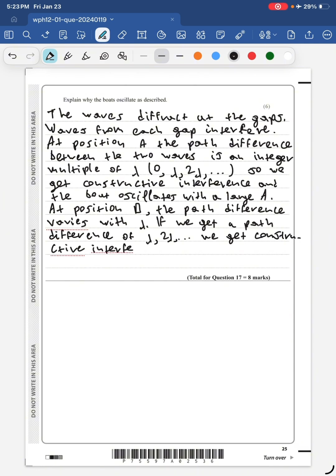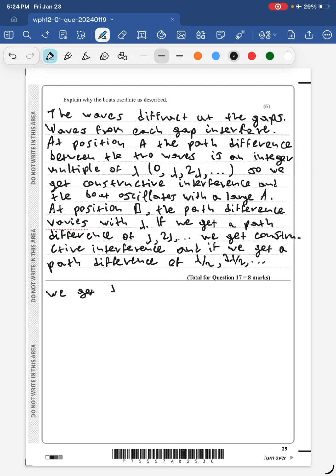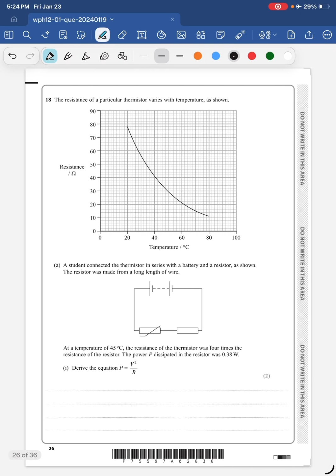And if we get a path difference of lambda over 2, 3 lambda over 2, etc., we get destructive interference. And that's the answer. Okay, let's move on. I hope it's clear.